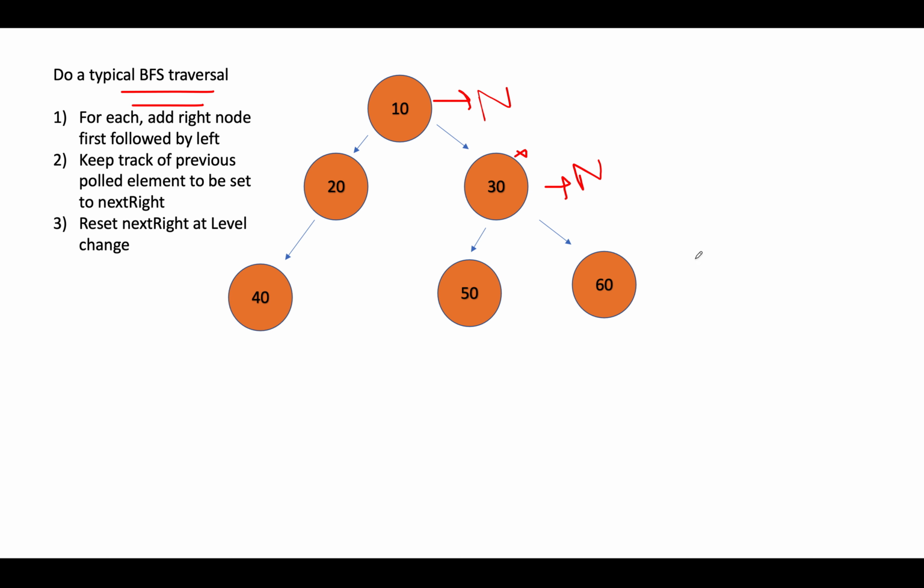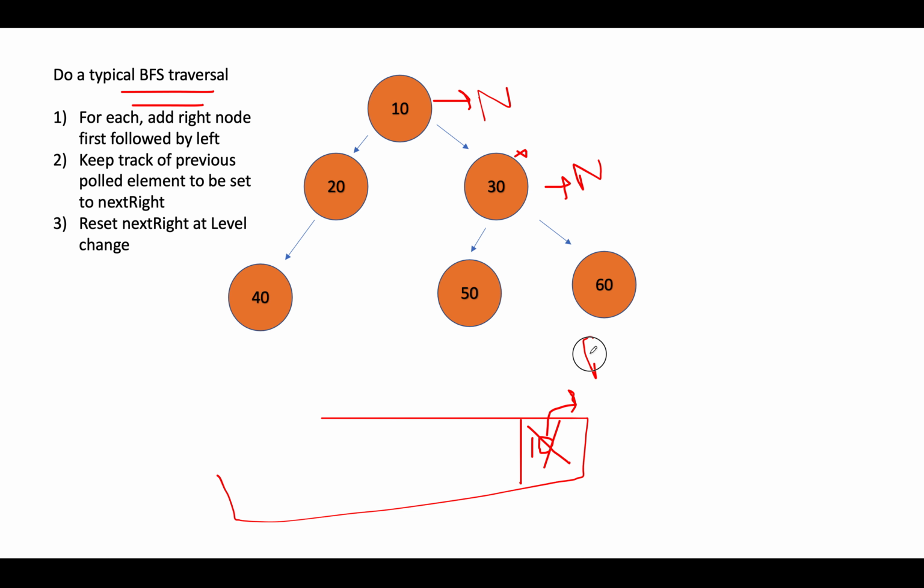So what are we gonna do? So let's try this out. So let me just add 10 to the queue. So 10 got added. Then we pull out 10. One level is completed, and we'll keep track of the previous node. Previous node that we have visited is null. So this pulled element's right will point to null, which is correct.